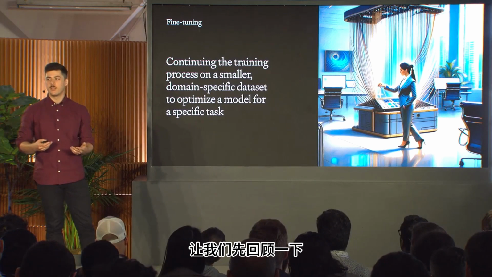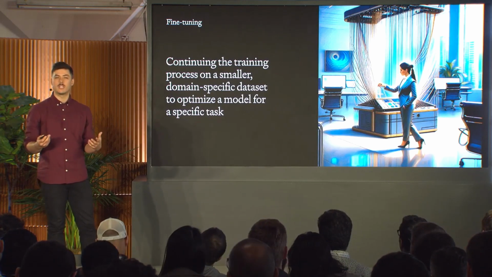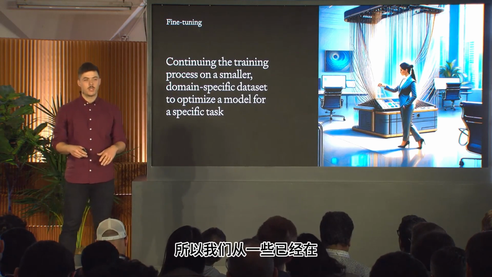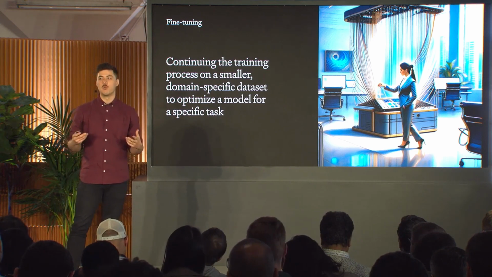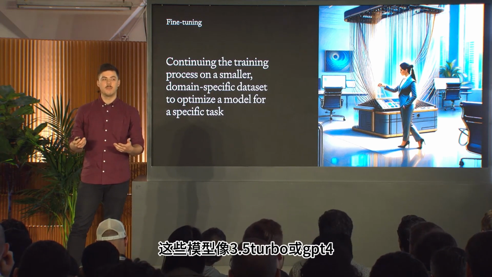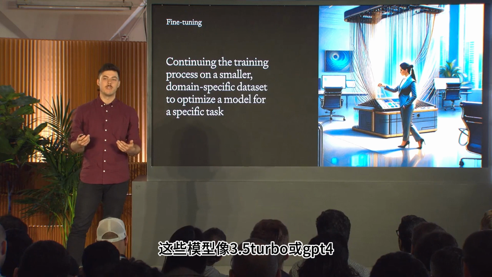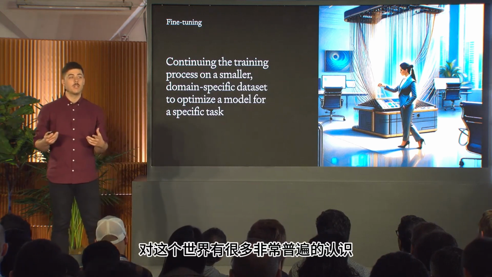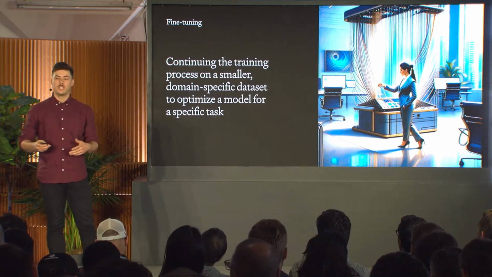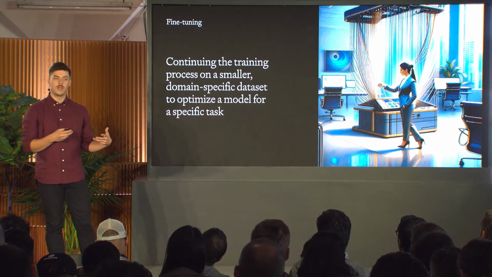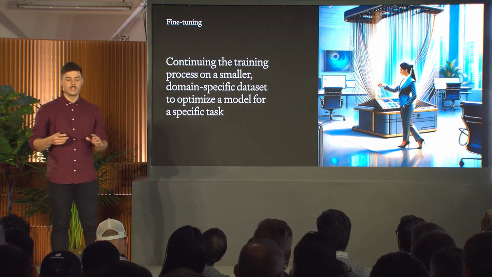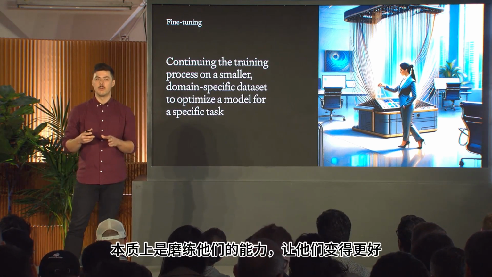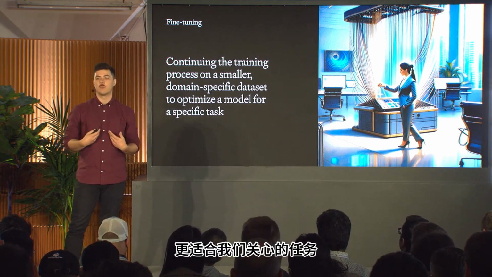And just to step back for a second, the name fine-tuning is a great description of this process, right? We start off with some model that has been trained on an enormous and diverse data set. And these models like 3.5 Turbo or GPT-4 have a lot of very general knowledge about the world. So we take one of these very general models and we specialize them and we essentially hone their abilities to make them better suited for a task that we care about.